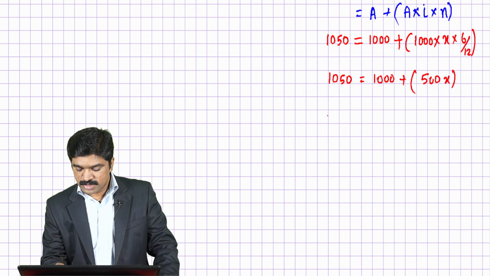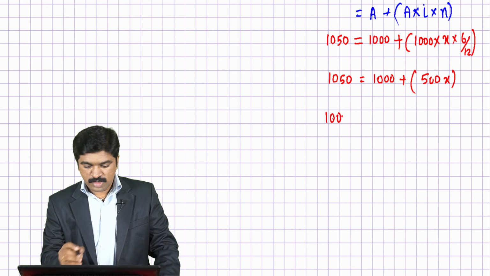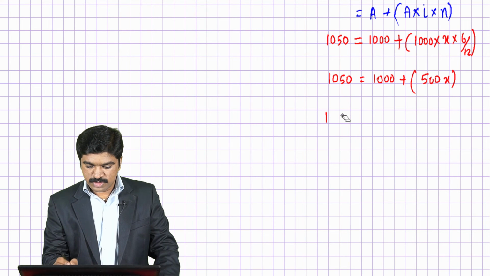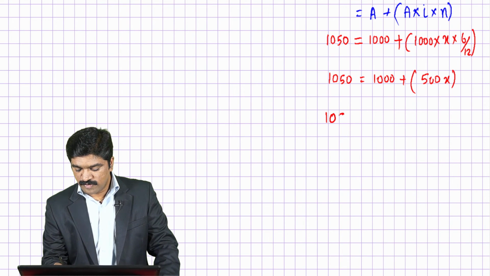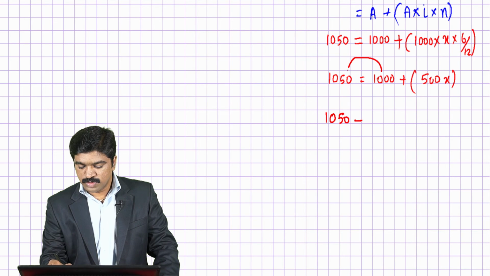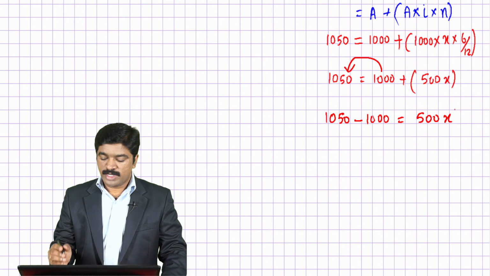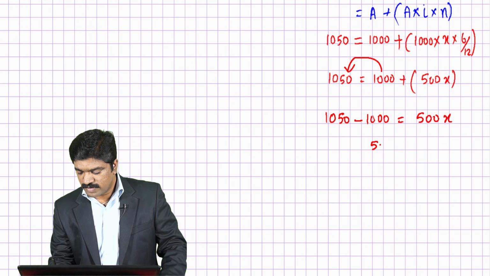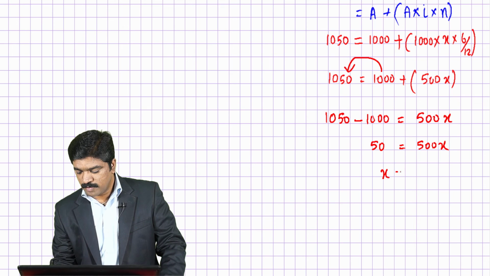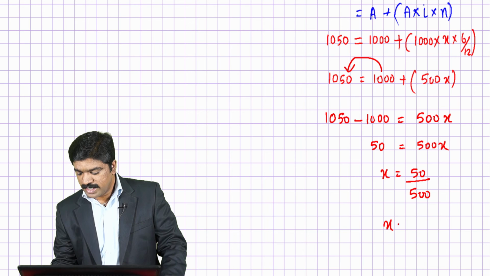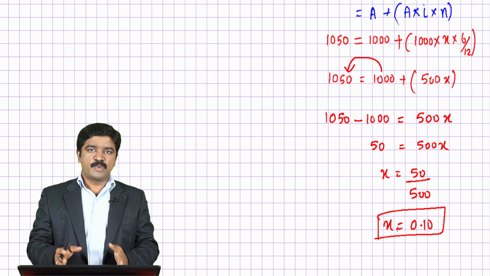So what you have now is 1050 is equal to 1000 plus 500x. I'm going to bring this 1000 to the left hand side. So 1050 minus 1000 is equal to 500x. So what I have here is 50 on the left hand side and 500 on the right hand side. So your x is nothing but 50 divided by 500. So you get ultimately x as 0.10. So this x is 0.10.